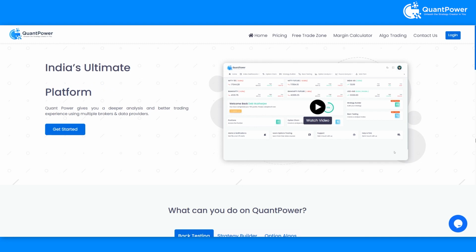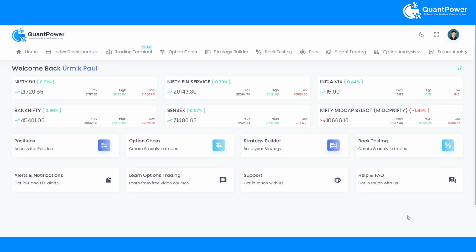Today I will share with you a naked option buying expiry day strategy. Just look into the charts and trade. First, log into your Quantpower account. Remember to follow this setup only on expiry day and on index only. Let's go to your trading terminal.